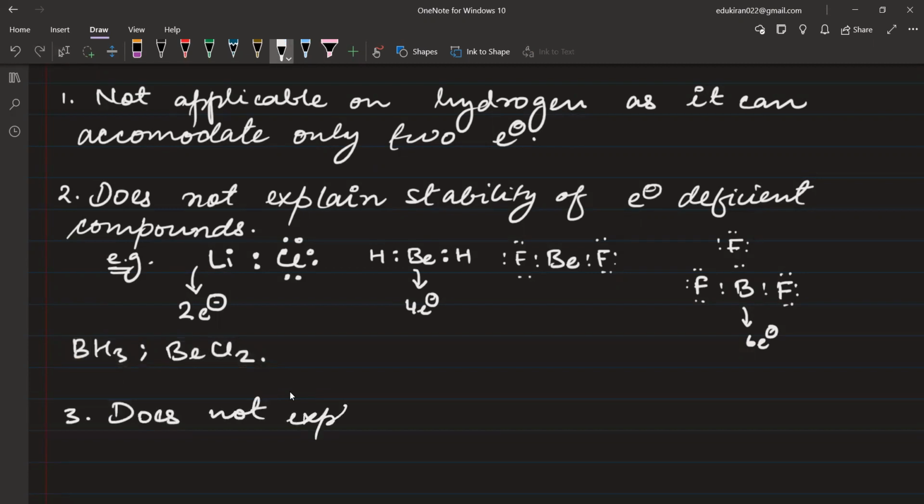Does not explain stability of electron-rich compounds.